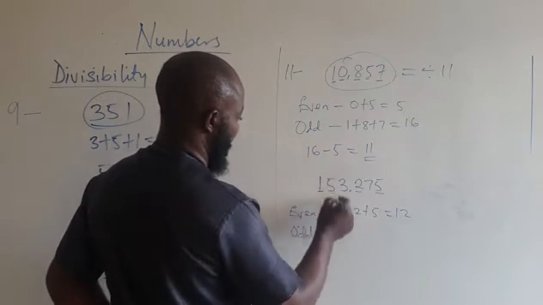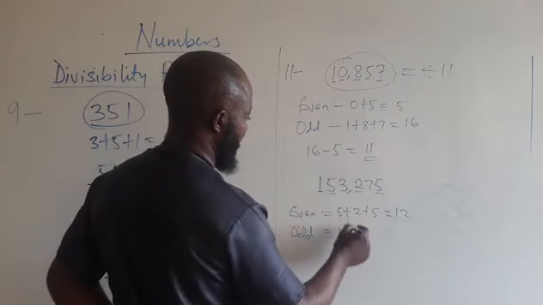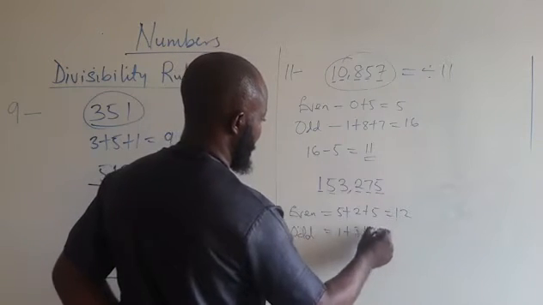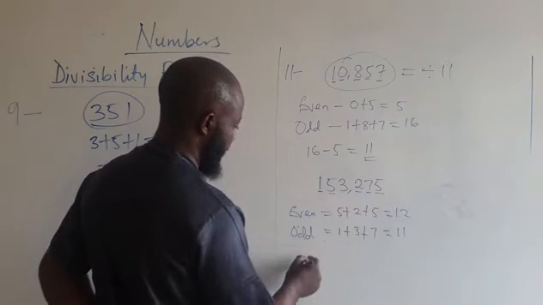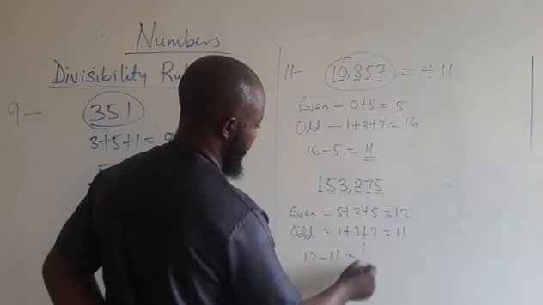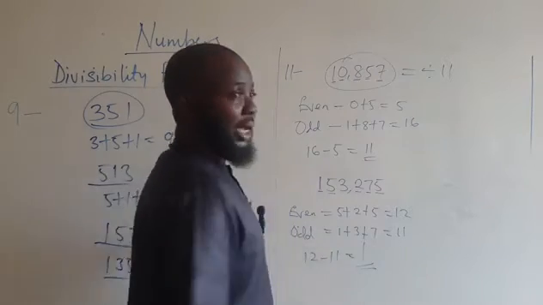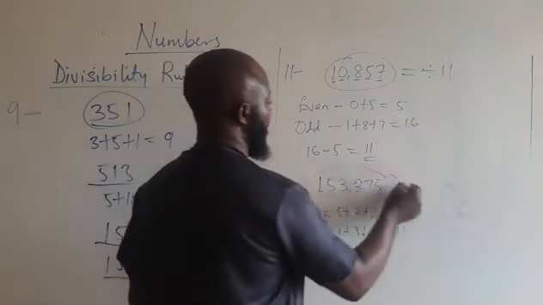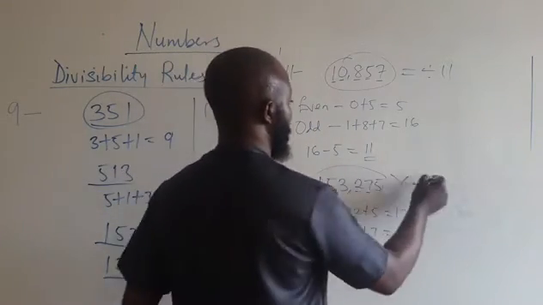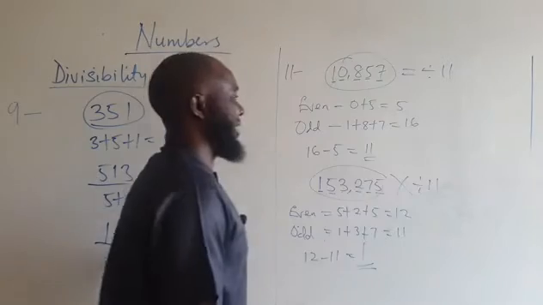Odd, we have 1 plus 3 plus 7. So this is 11. So the difference, 12 minus 11, gives us 1. So you cannot divide 1 by 11 exactly. So in that case, this number is not divisible by 11. Hope that is clear. So that is that on 11.